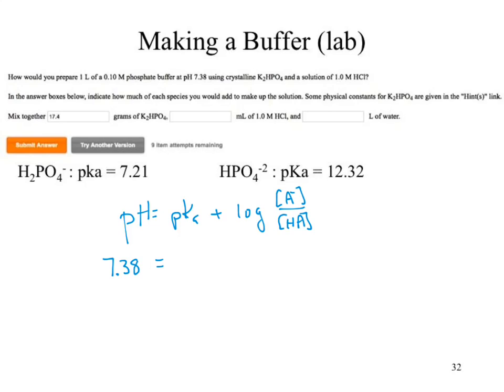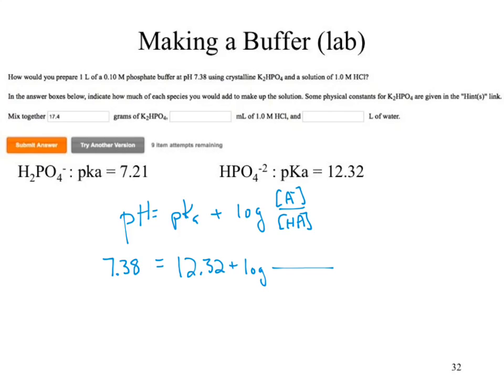Why is that a problem? We don't have base. Okay. All we have is acid. So we have to use our pKa2 to solve this. Okay. It's the only way that we can go through and do this. So we use our pKa2 to approximate how we would do this. This then gives us our log, A minus over HA. We need to adjust this.